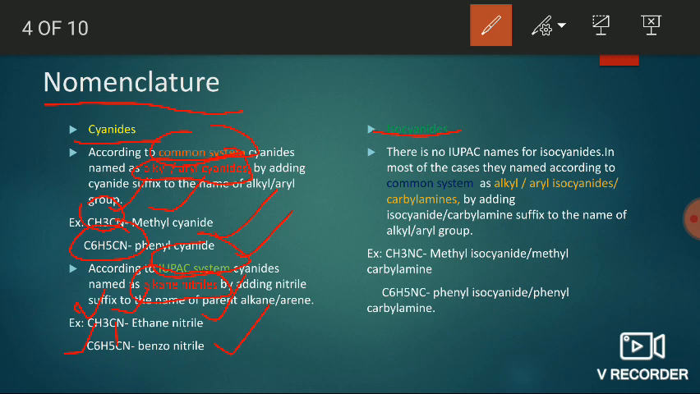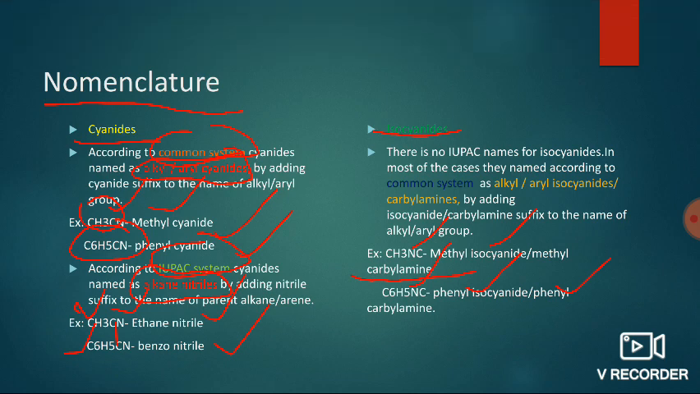Sometimes they are also considered as isonitriles. In the case of cyanides, they are nitriles; here the isocyanides are also known as carbylamines or isonitriles. If you take the example CH3NC, it is methyl isocyanide or methyl carbylamine. In the case of C6H5NC, an aromatic isocyanide, the name of this compound is phenyl isocyanide or phenyl carbylamine.